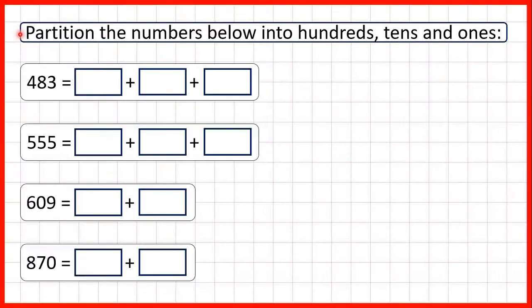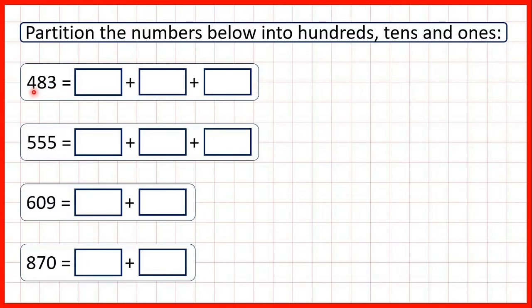We need to partition the numbers below into hundreds, tens, and ones. So we need to remember that in 3-digit numbers, like we have here, the first digit tells us how many hundreds we have, then we have our tens digit, and the digit on the end is our ones digit.